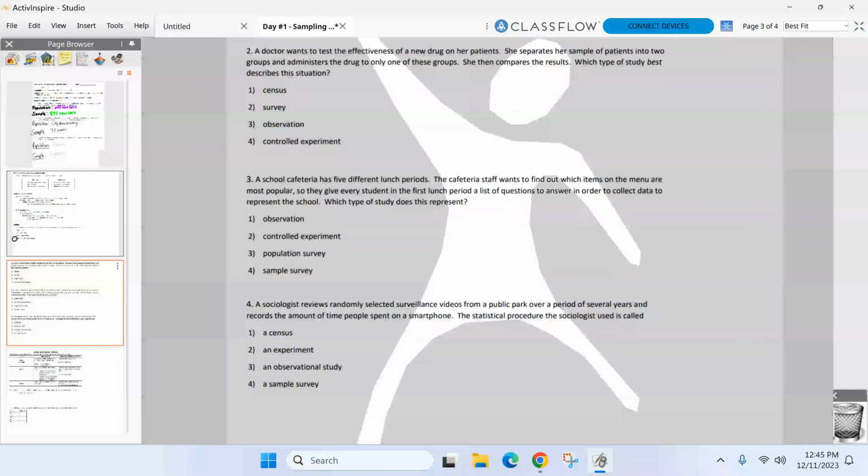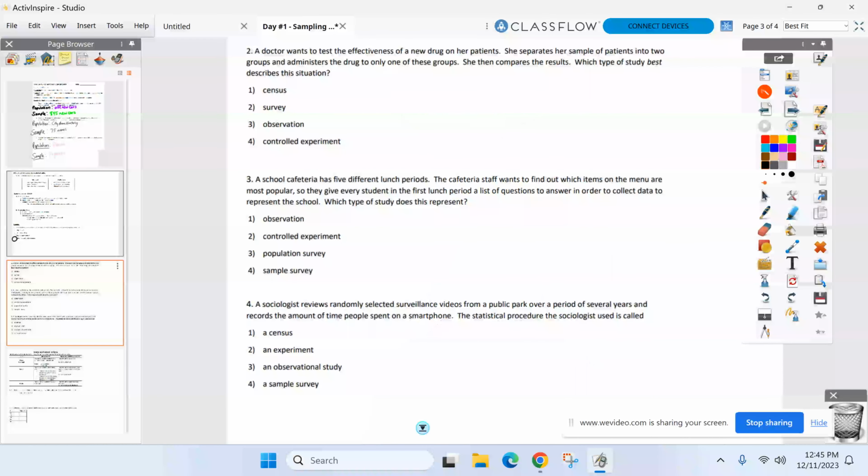And you know what? You can talk with the people around you right now. Go ahead for the next three, or try it on your own for the next three. What's the best way to collect this information?